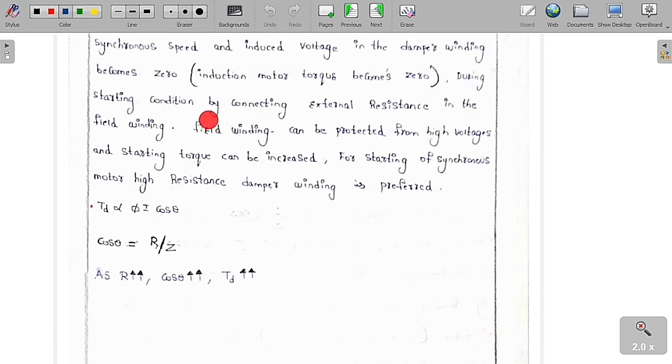During starting condition, by connecting external resistance in the field winding, it can be protected from higher voltages and the starting torque can be increased. For starting of a synchronous motor, a high resistance damper winding is preferred, since TD is directly proportional to phi into I into cos theta. As I already told you, cos theta is nothing but R by Z. As R increases, cos theta increases, so therefore TD increases.